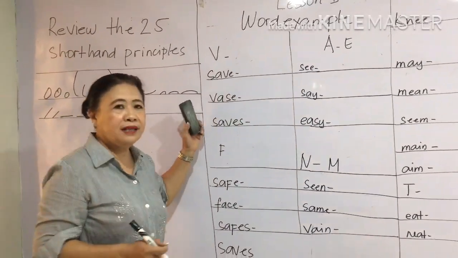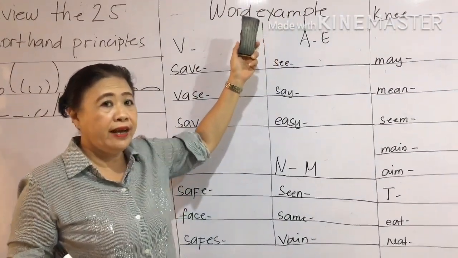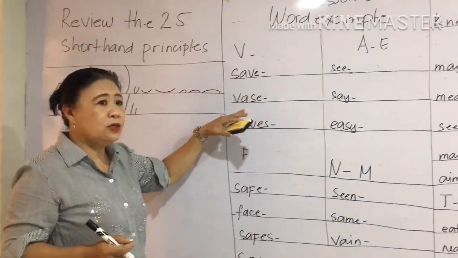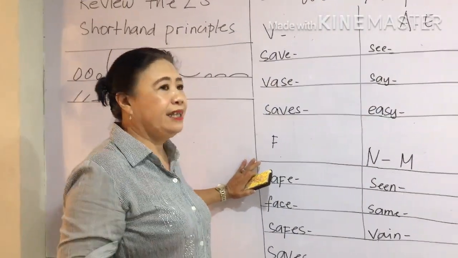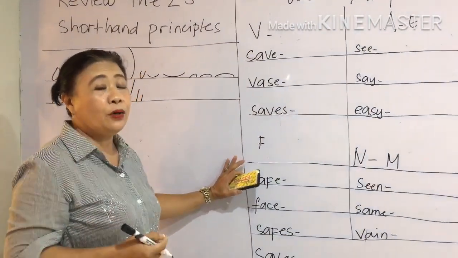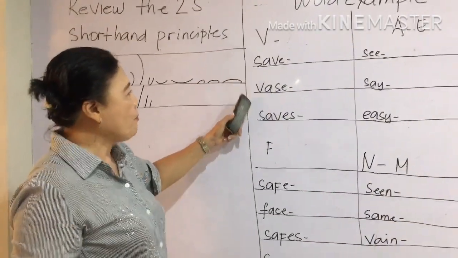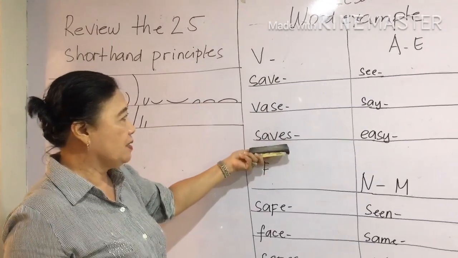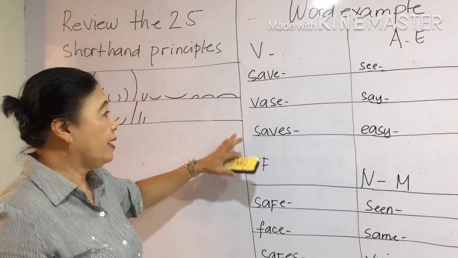Okay, let's have our formal discussion. Our discussion for today is based on Lesson 1 in Gregg Shorthand for Colleges, Volume 1. Before we identify the strokes in every lesson, you are going to write the shorthand strokes out of examples, based on how you pronounce the word correctly. For instance, for the letter V, we have save, vase, and saves. Let us identify the letters that we pronounce in each example.